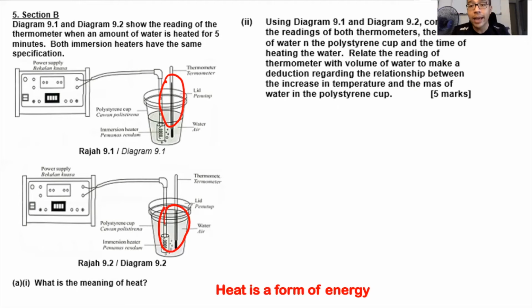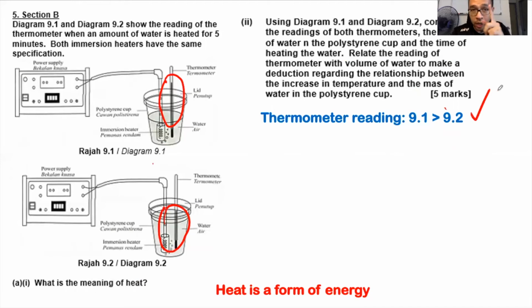The height of the black color you know already. Who has the bigger reading? Obviously 9.1. So the thermometer reading in diagram 9.1 is bigger than the thermometer reading in diagram 9.2. This answer is a shortcut answer, but I want you to write your answer in full. Train yourself to write that way.